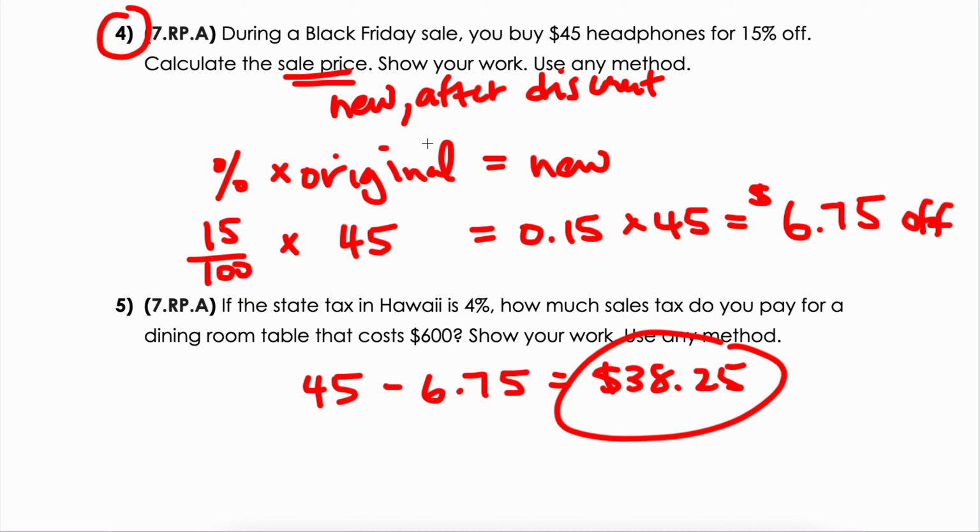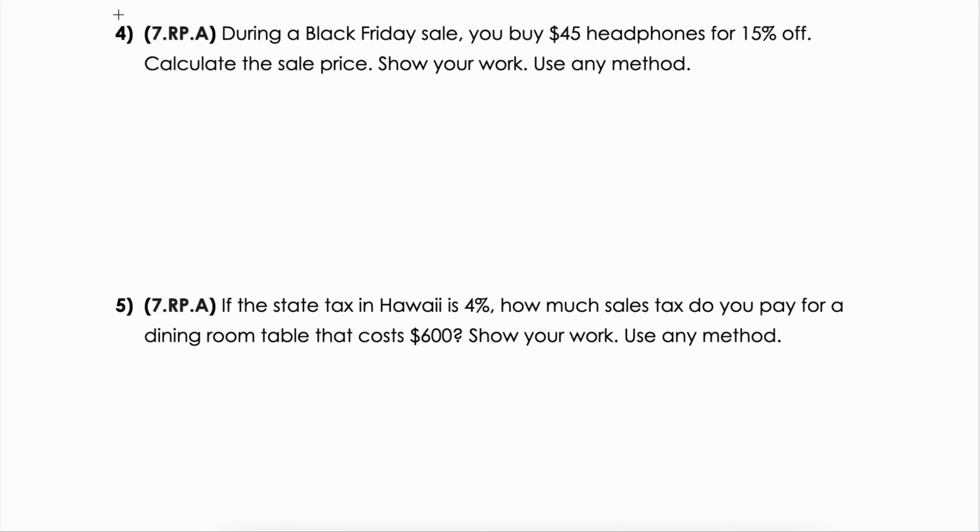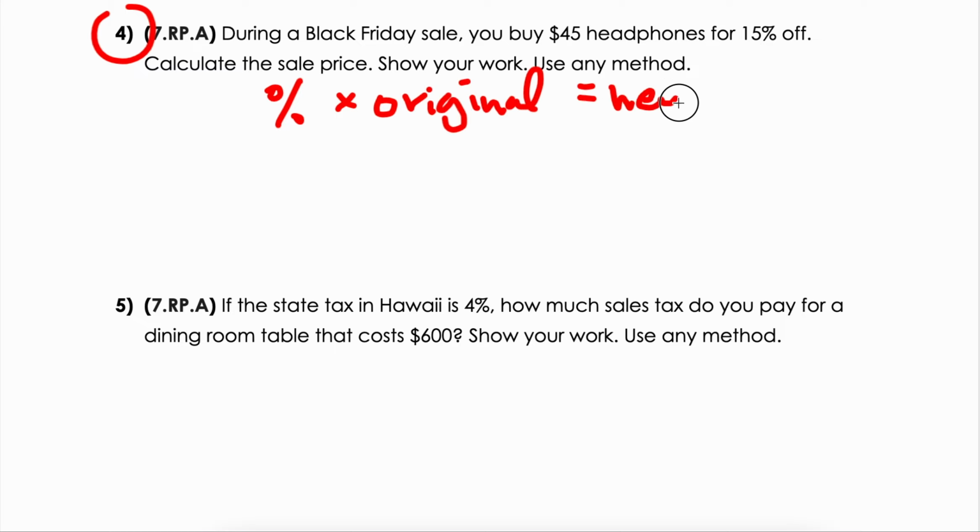Okay, because I used the first method to figure out the discount. So since that wasn't the answer, I still had to subtract from $45. $38.25 is my actual sale price. Now, if you're one of those people like me and you don't want to have to do that subtraction later, you can still use the first method, percent times original equals new.